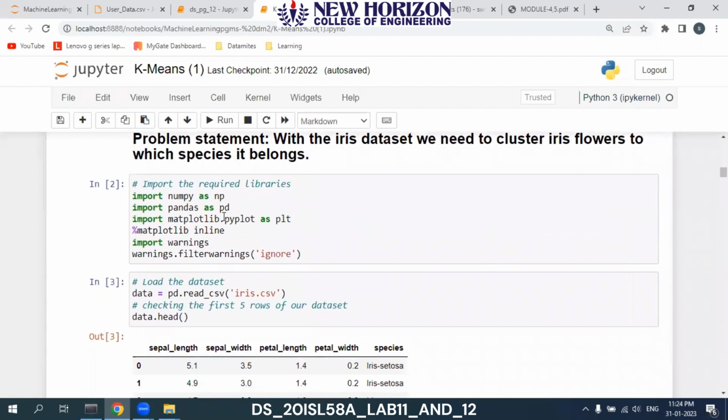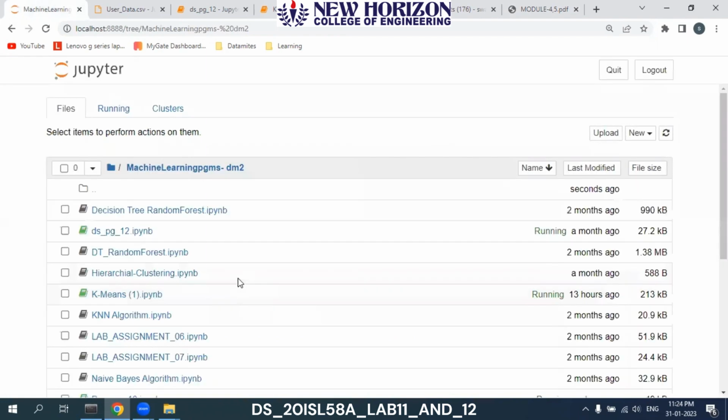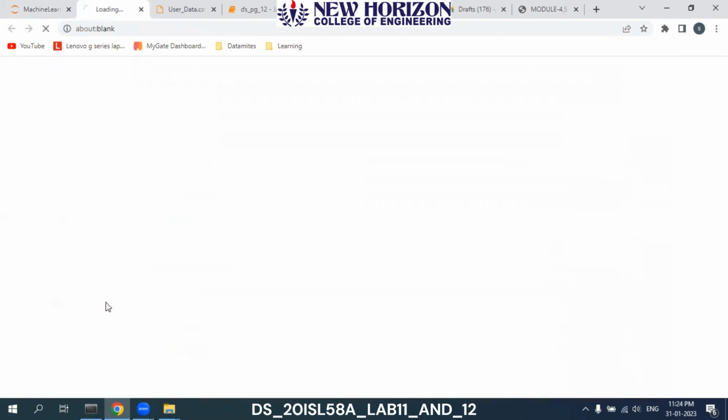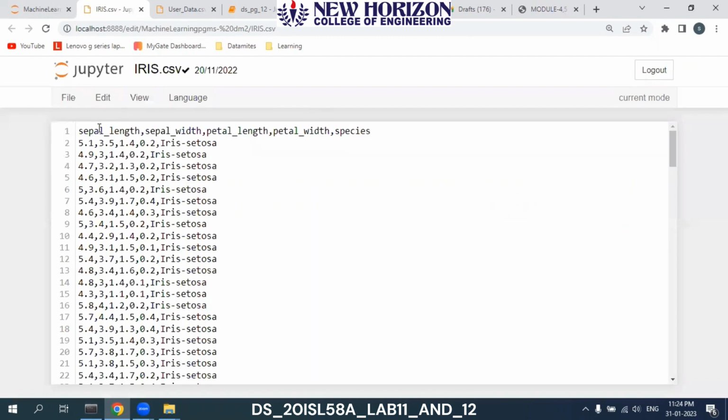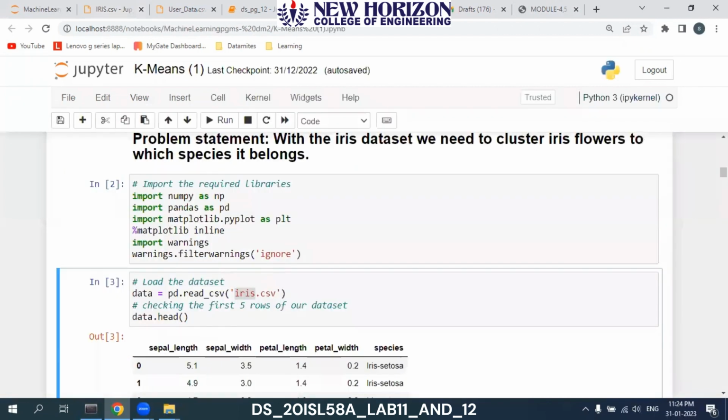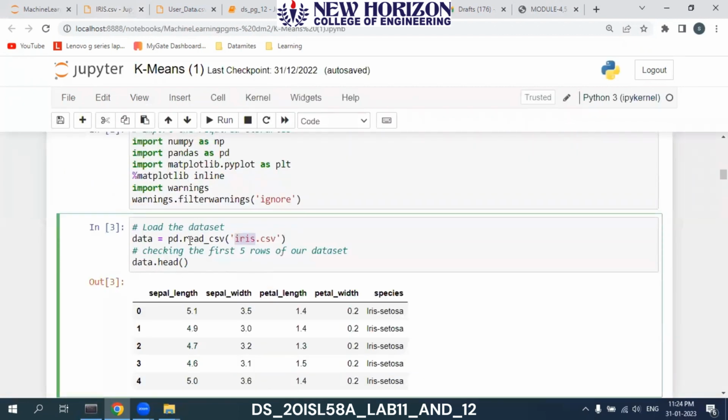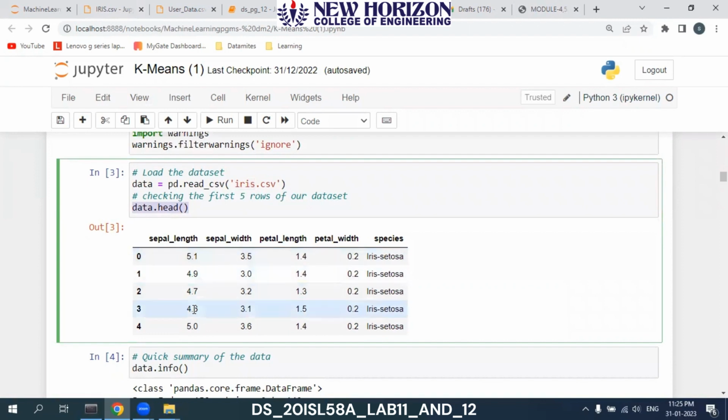This time we take the iris data. This is how your iris data looks. You just go to your file iris.csv. It has these input variables: sepal length, sepal width, petal length, petal width, and species. As usual, species is considered the output variable, and all the other columns are considered the input variables. Now data is equal to read_csv of the iris.csv file. Then we print data.head, that is, the first 5 rows will be retrieved here.